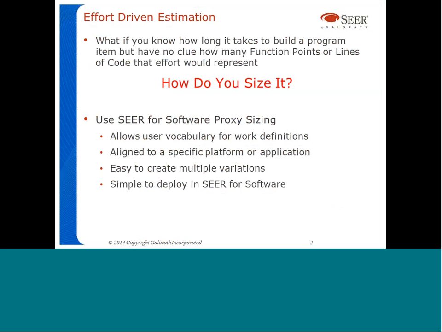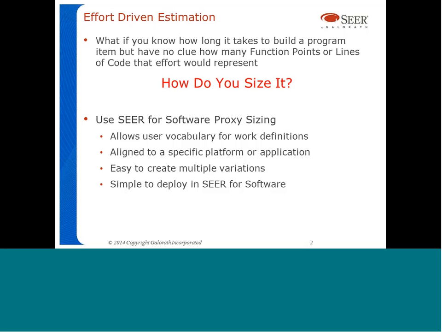So first of all, what is a proxy in SEER? Okay. So a proxy is basically an approach that SEER provides to you to do effort-driven estimation. So what if you know how long it takes to build a certain program item, but you have no clue about how many function points or how many lines of code it is? You just happen to know that, for example, I've been doing screen reports for years, and I know what a screen report should take in terms of effort. Okay, so how do you size it? How do we size if we don't know the lines of code or the function points associated with that screen report? Well, the answer is proxy sizing.